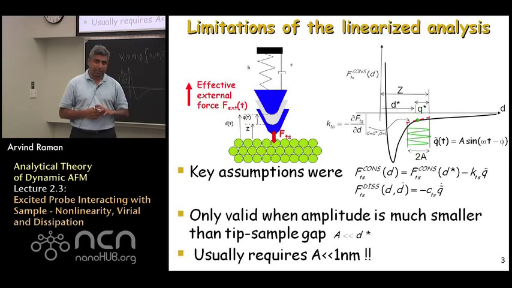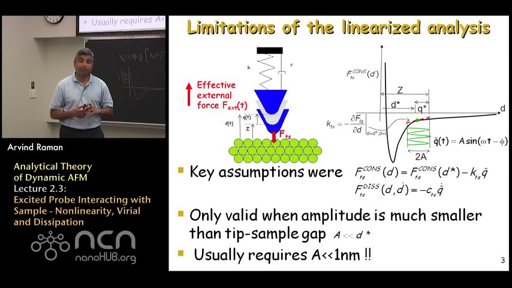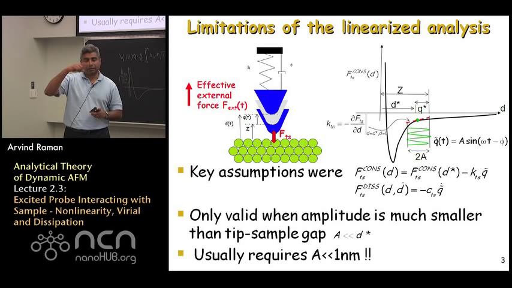In particular, in this slide, I'd like to focus on the limitations of the linearized analysis that we performed last time. The point mass model is shown on the top left. You have an externally driven oscillator, and there are tip-sample interaction forces, F_TS. Z, Q and D: D is the instantaneous gap between the tip and the sample, Q is the displacement of the tip as it oscillates up and down, and Z is the position of the tip with respect to the sample when there are no tip-sample interaction forces present.